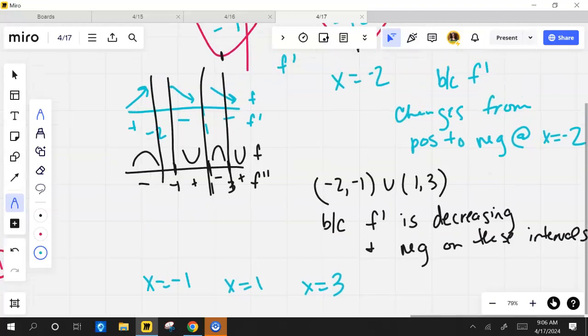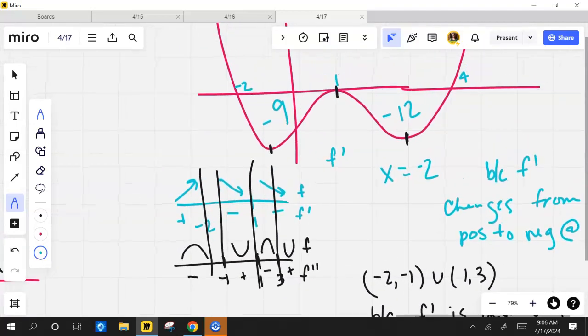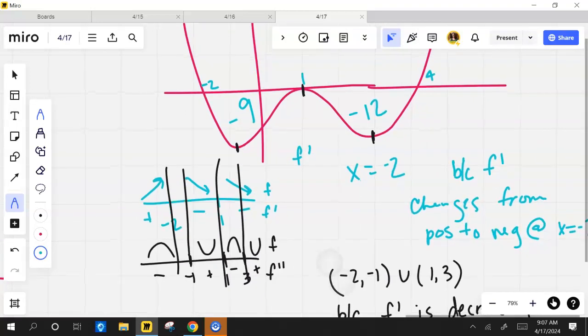What would f look like? All right, so I'm increasing and concave down, right? I'm increasing and concave down, and then I'm decreasing and concave up, and then I'm still decreasing but concave down.